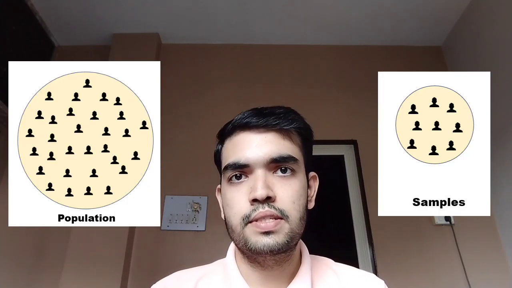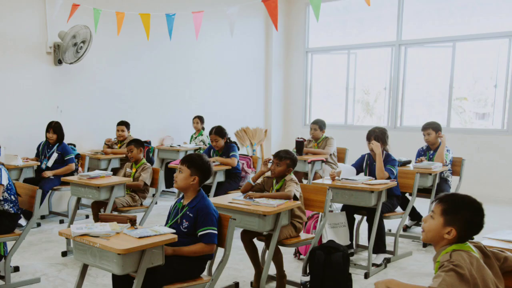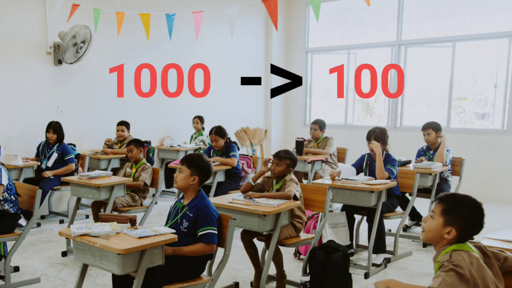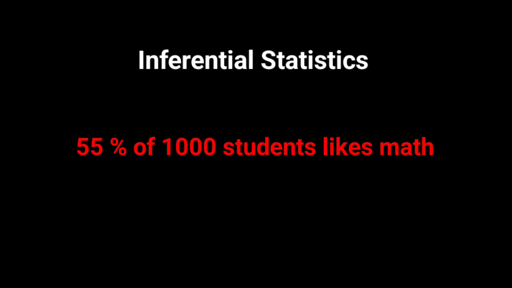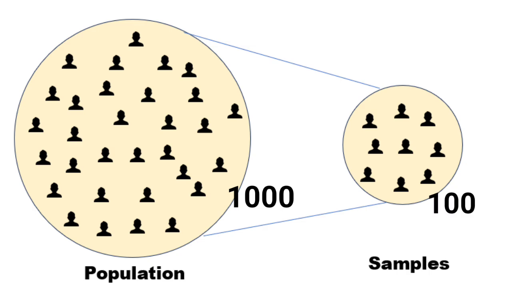Now inferential statistics focuses on making conclusions about a whole population from a small sample of data. Imagine your school has 1,000 students and you randomly select 100 students and ask if math was their favorite subject or not. Now you find that 55 students out of those 100 said they like math. Then you can use inferential statistics to infer that probably 55% of all the 1,000 students like math. Now, you didn't ask all the 1,000 students if math was their favorite subject or not. You used a sample to make a smart guess about the whole population.